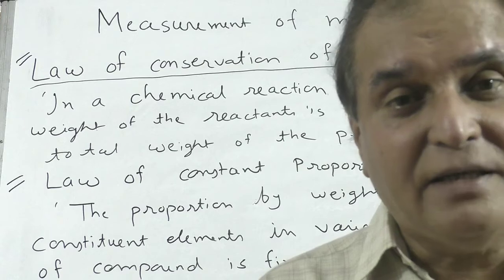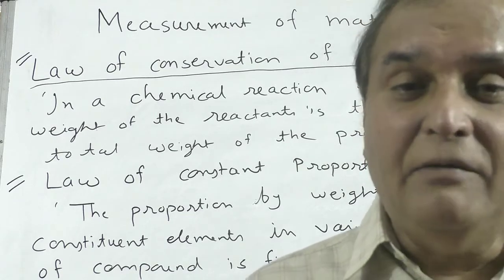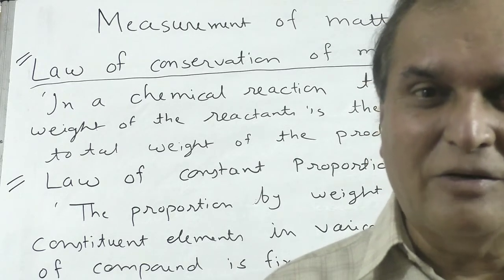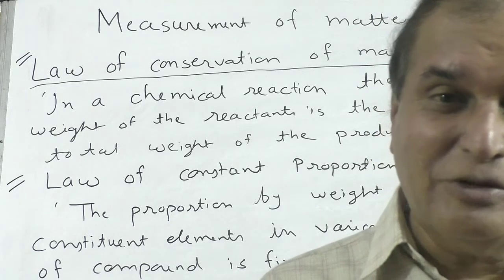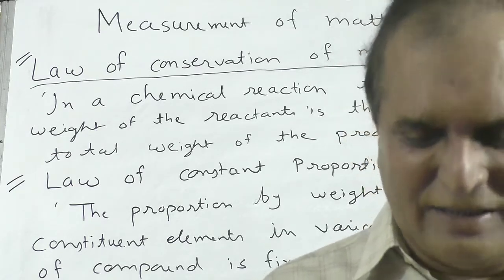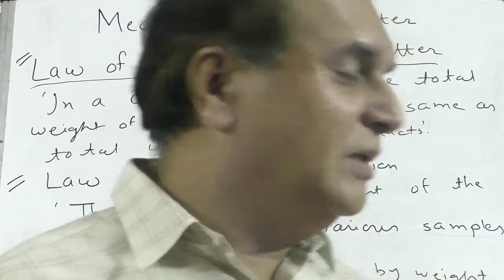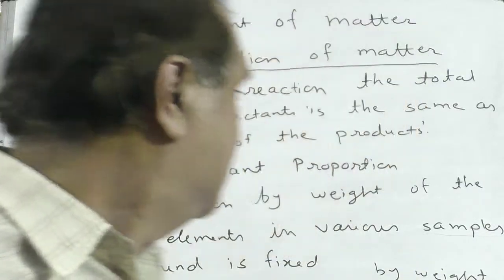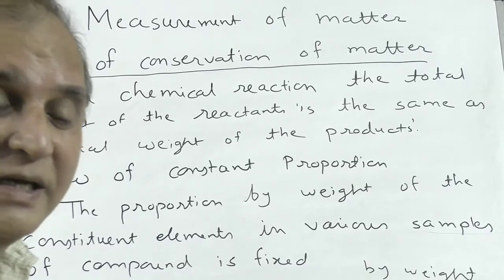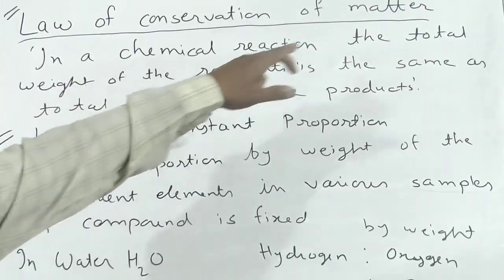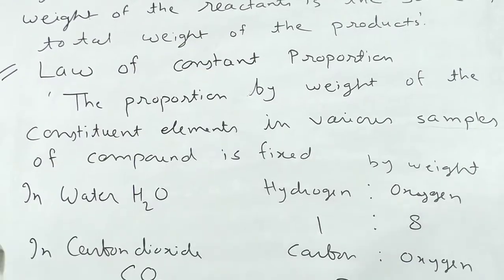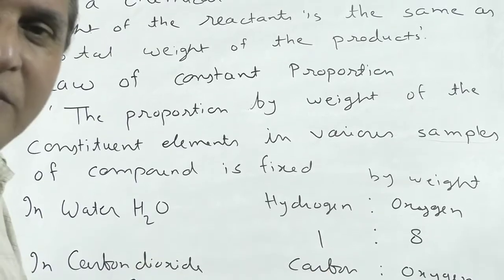To understand matter, you must know this very well. Even in the exam you have to write the laws of chemical combination, constant proportion. Different laws are there, like multiple proportion, but that is not in your portion. Only 2 laws are in your portion. Law of conservation of matter: matter is not lost in a chemical reaction. In a chemical reaction, the total weight of the reactants is the same as the total weight of the products. Whatever you take, that much will be your output.